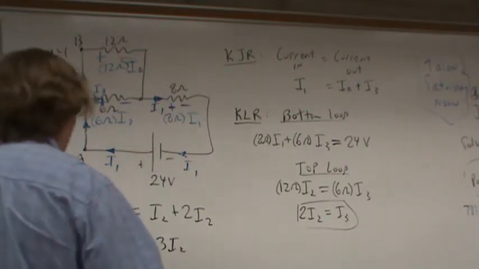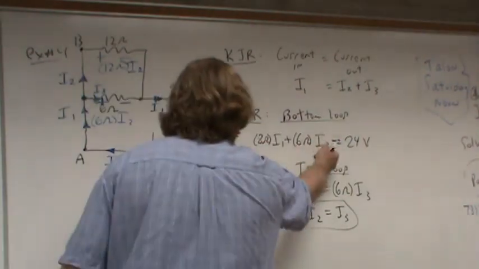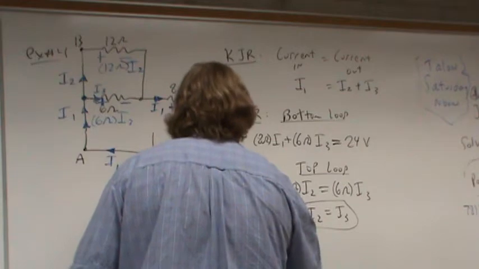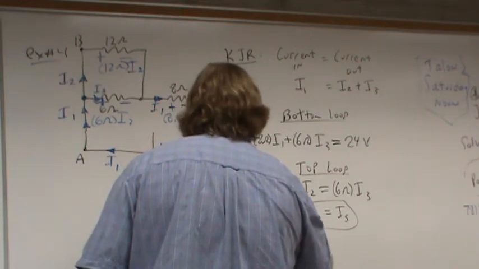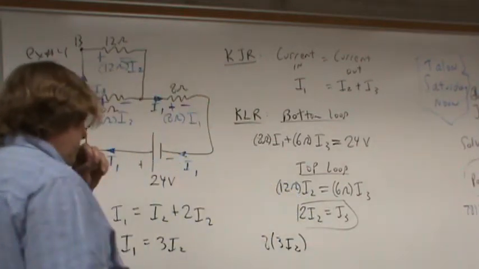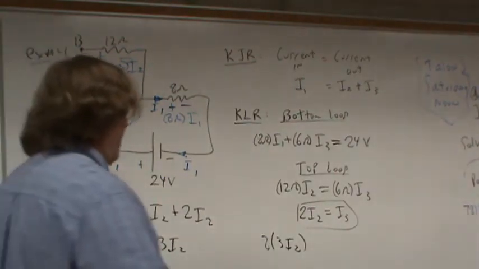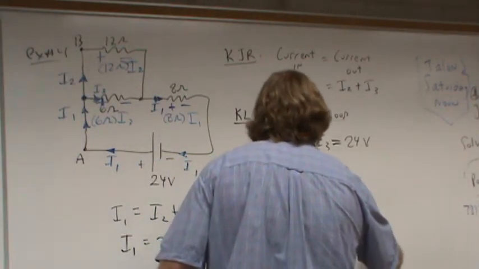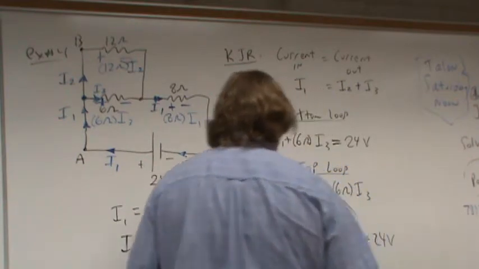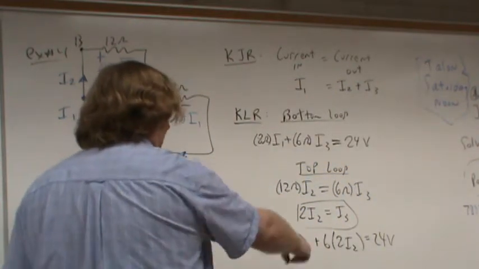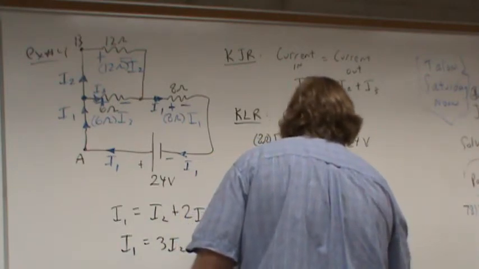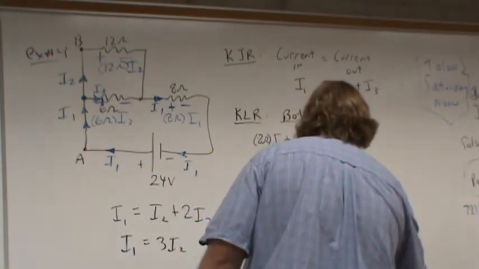Now, I'm going to plug both of these into here. That is, I'm going to have 8 times 3I2 plus 6 times 2I2 equals 24 volts. So I got 24 plus 12 is 36. 24 divided by 36 is 2/3. And I get I2 equals 2/3 of an amp.